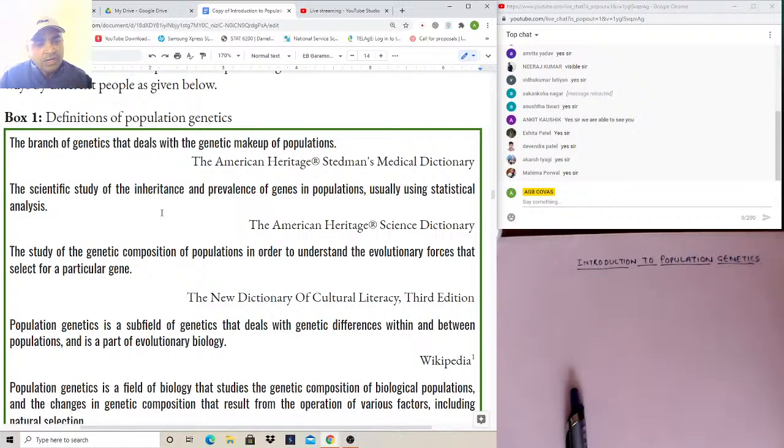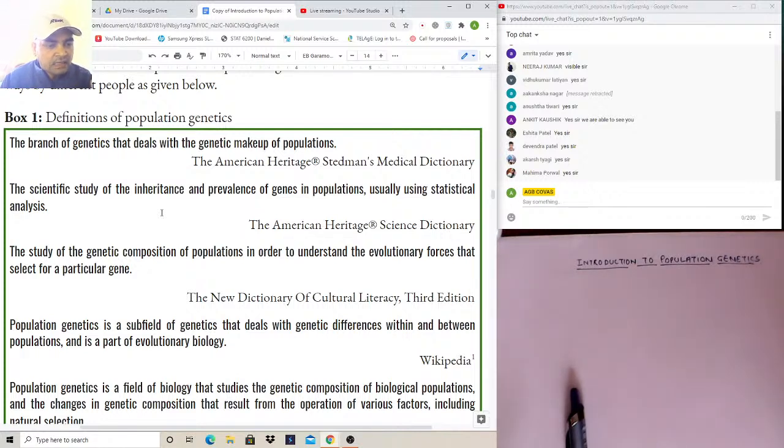So up till now, what you were studying in Mendelian genetics was that there is a father, there is a mother, and they have genes, with particular traits, and how they get united and produce the progeny. But now we will be studying this extended to the level of population instead of individuals.